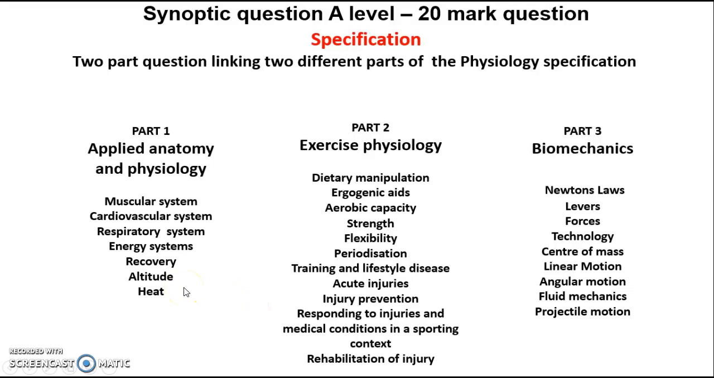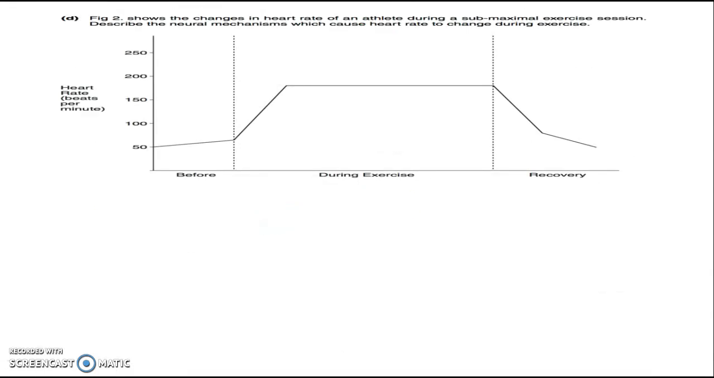So the key focus for our first screencast is we're going to have a look at how the cardiovascular system in part one could actually link to three topics from within exercise physiology here. So that's what we'll have a look at now. If we start off then, this could be a scene setter, you could have a graph. This case shows the changes in heart rate of an athlete during a sub-maximal exercise session. Ignore the neural bit there.